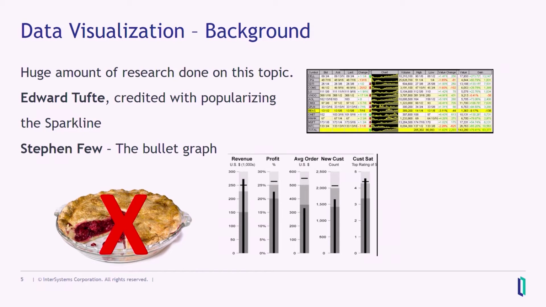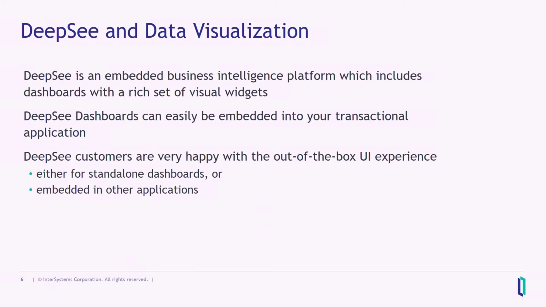So let's move into DeepSea. So let's talk about what is DeepSea. So first of all, you need to understand what DeepSea is. DeepSea is an embedded business intelligence technology. It also gives you a wide range of capability to do data visualization with components called widgets. And what you do basically is you configure these widgets and you add them to a dashboard. And then you deliver the dashboards either as a standalone solution, or more typically you embed them within your application. So the dashboards themselves, which are browser-based, make themselves very easy to embed within your application.